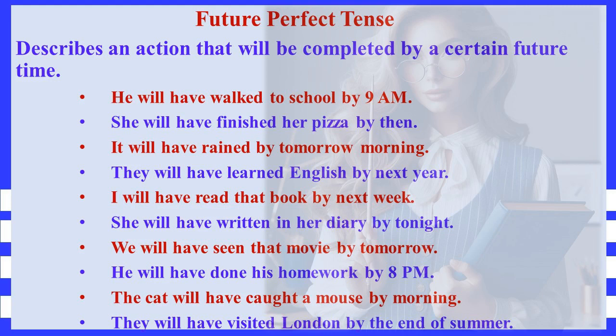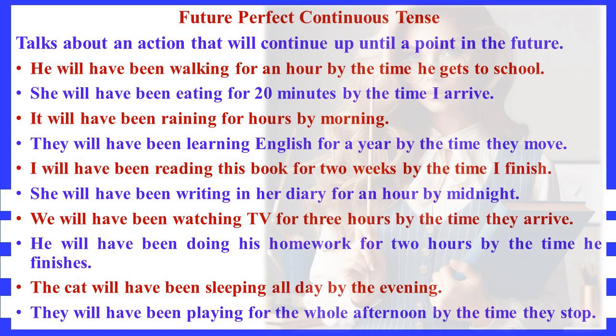We will have seen that movie by tomorrow. He will have done his homework by 8 p.m. The cat will have caught a mouse by morning. They will have visited London by the end of summer. Future perfect continuous tense. Talks about an action that will continue up until a point in the future.